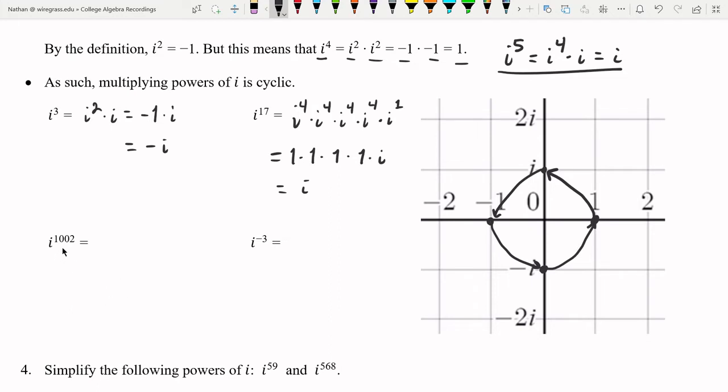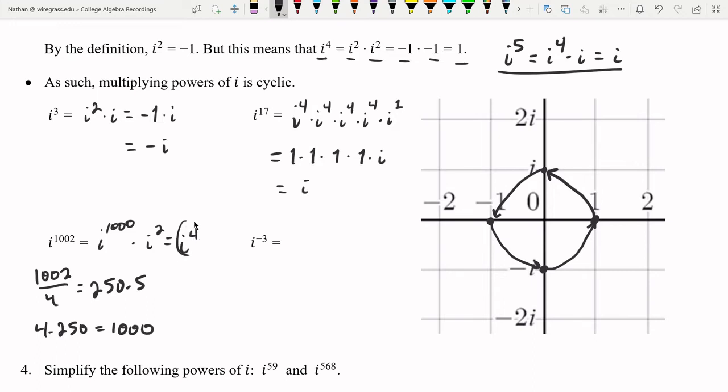So we're asking how many times can 4 go into 1002 evenly? Well, if you take a calculator and go 1002 divided by 4, you're going to get 250.5. 250 means that it goes 250 times evenly. 4 times 250 is 1,000. So 4 can divide into 1,000, and that means that there's 2 left. So I can write this as this. I to the 1,000, which is really just a power of 4, times i squared.